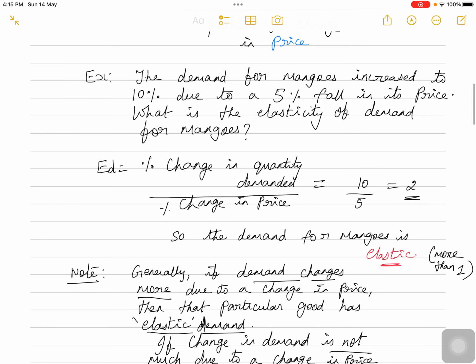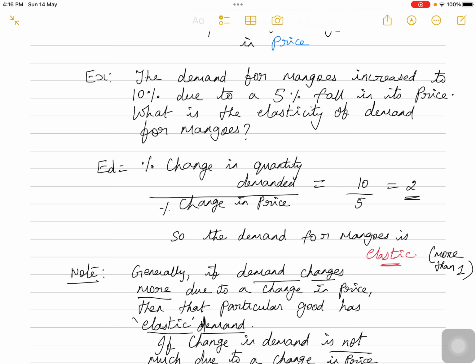So now what is the formula? Percentage change in quantity demanded divided by percentage change in price. So quantity demanded, there is a 10% change, isn't it? So the elasticity of demand: when the price of mangoes has decreased by 5%, the quantity demanded of mangoes increased by 10%. So 10 divided by 5 is 2.